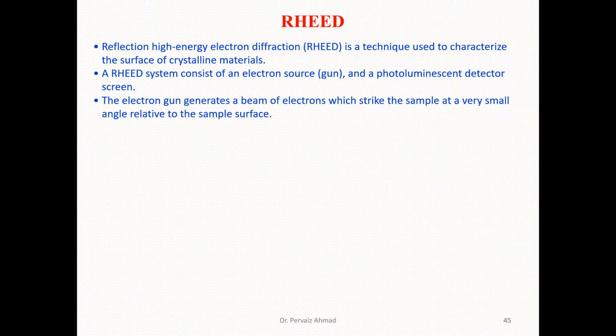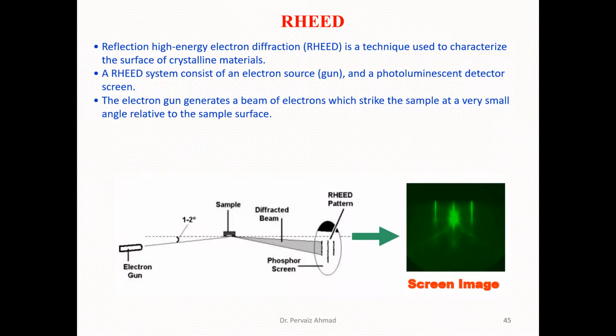So what do we do with the electron gun? The electron gun basically generates a beam of electrons. This electron beam is used to strike the sample at a very small angle relative to the sample surface. You can see it here, a typical sketch of the experimental setup for RHEED. Here you can see everything. This is the electron gun.